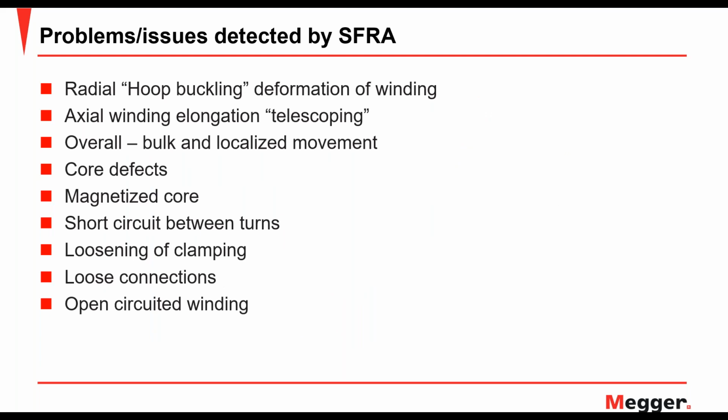Now, these are some of the problems that are detected by the SFRA test. It includes radial hoop buckling, deformation of winding, axial winding elongation. So what happens is when the windings are subjected to short circuit conditions, and the high currents that are generated in these conditions give rise to physical forces. These forces are radial in nature as well as axial in nature. The radial forces are repulsive, which means that they push the outer windings outwards. They push the inner windings inwards towards the core.